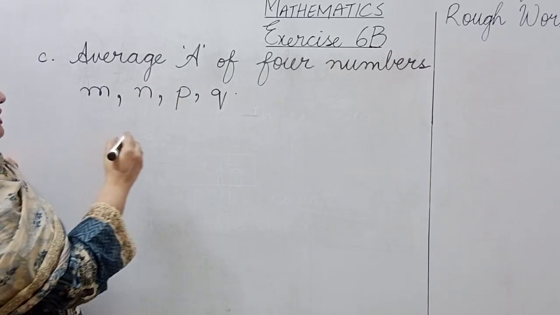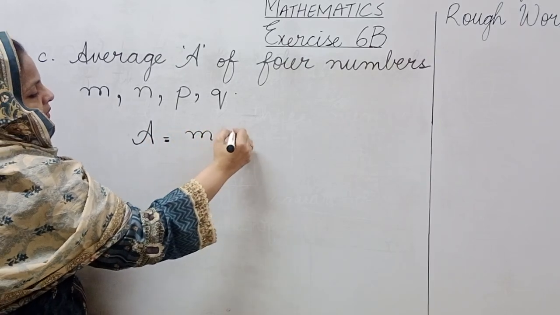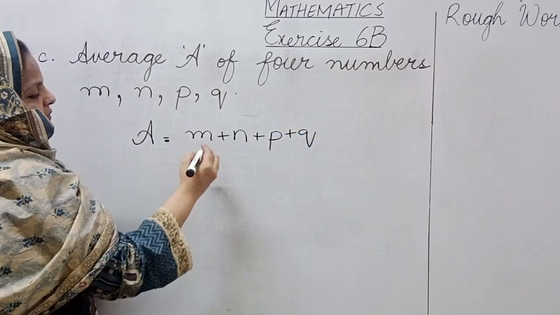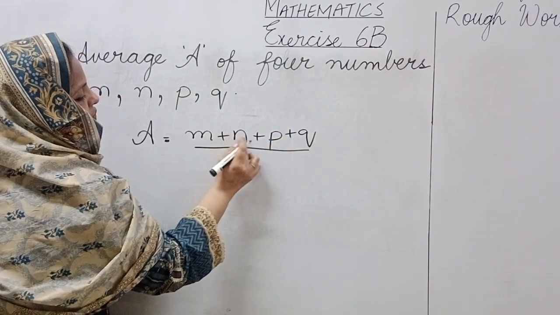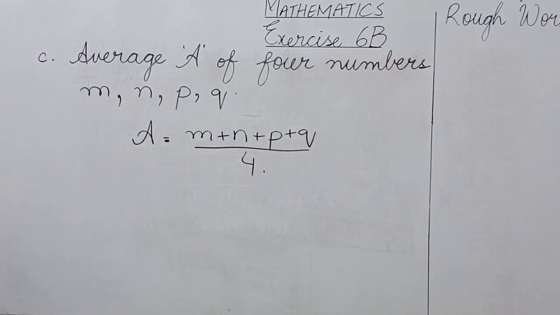What will be the average? A, M plus N plus P plus Q over how many? 1, 2, 3, 4. 4. So this is the average A, M plus N plus P plus Q over 4. We divide all the numbers together. Sorry, we add all the numbers together and divide by the total numbers to find the average.